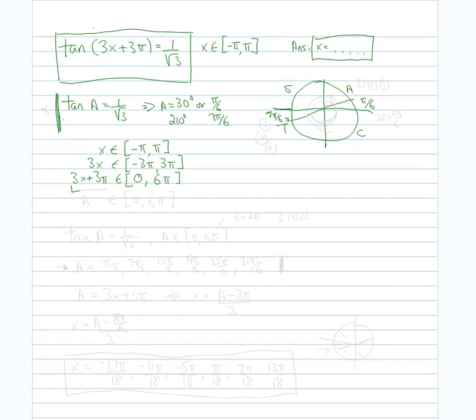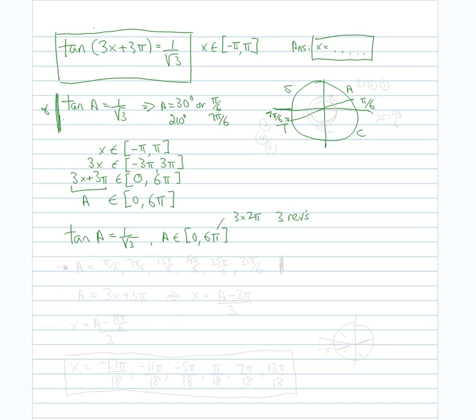If we call this 3x plus 3 pi, a, what we're told is that a has to be in the domain 0 to 6 pi. Now let's go back to this equation. So now we've got tan a equals 1 over root 3, where a is in the domain 0 to 6 pi. Now we just figure out what that is. 6 pi is 3 times 2 pi, and 2 pi is one circle, so it's 3 revolutions of the circle.